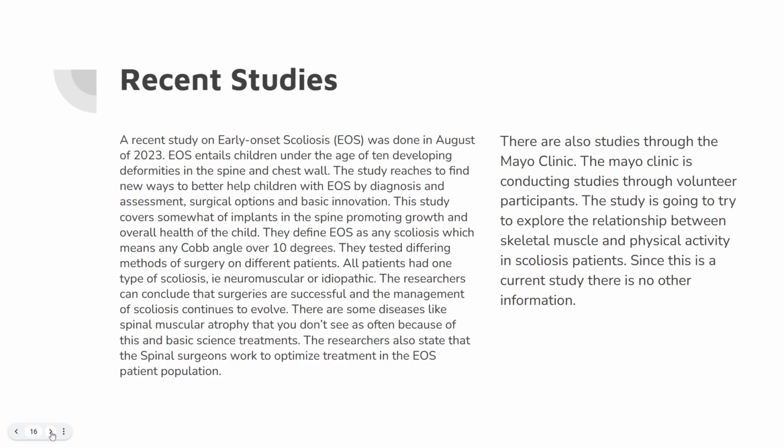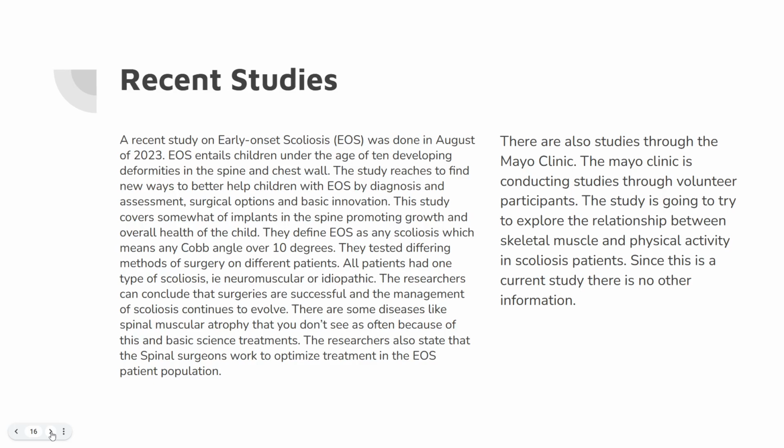Recent studies. A recent study on early onset scoliosis was done in August of 2023. EOS entails children under the age of 10 developing deformities in the spine and chest wall. The study reaches to find new ways to better help children with EOS by diagnosis and assessment, surgical options, and basic innovation. The study covers somewhat of implants in the spine, promoting growth and overall health. They define EOS as any scoliosis, which means any Cobb angle over 10 degrees.